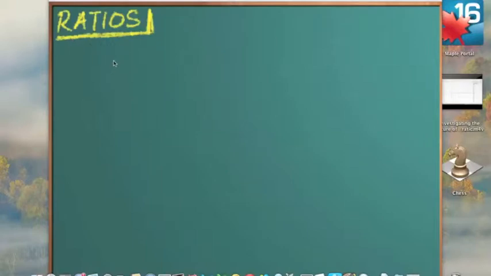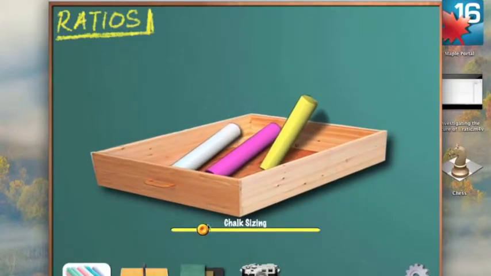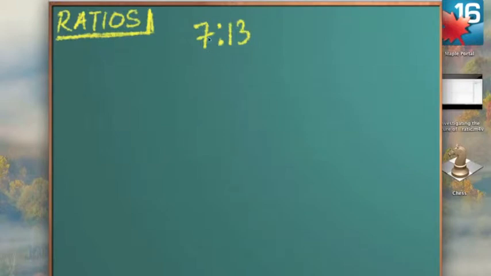Hello everyone. In the last video we discussed what ratios were, and we saw that if you had a ratio, for example 7:13, you could multiply both parts of it by the same number and get an equivalent ratio. So if I decided to multiply both parts of this ratio by 2, that would give me 14:26, right? 7 times 2 is 14 and 13 times 2 is 26.